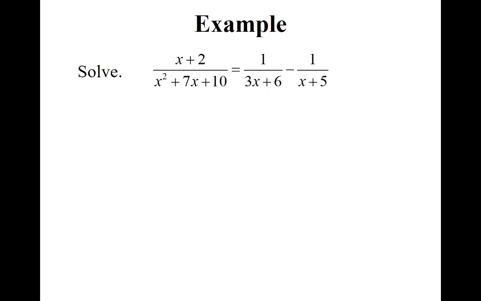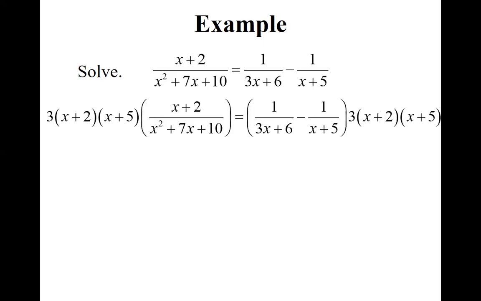So the bottom left is (x + 5)(x + 2). 3x + 6 is 3 times (x + 2). And then we have x + 5. So our unique factors are x + 5, x + 2, and 3, making 3(x + 2)(x + 5) the LCD that we multiply both sides by.